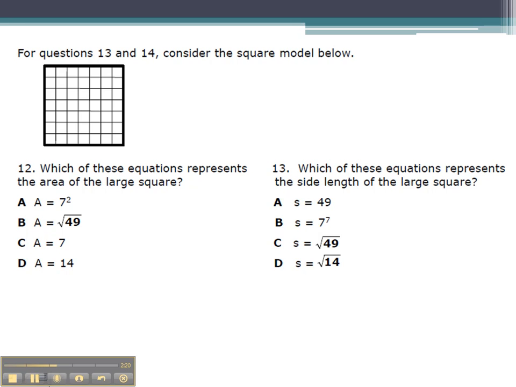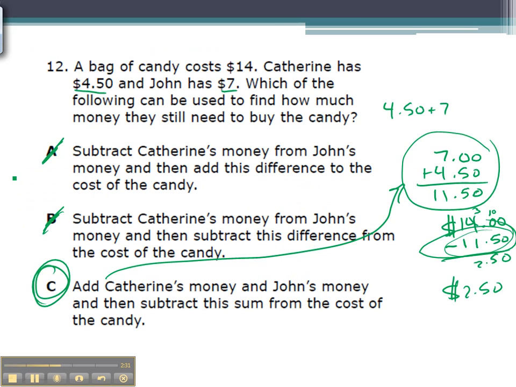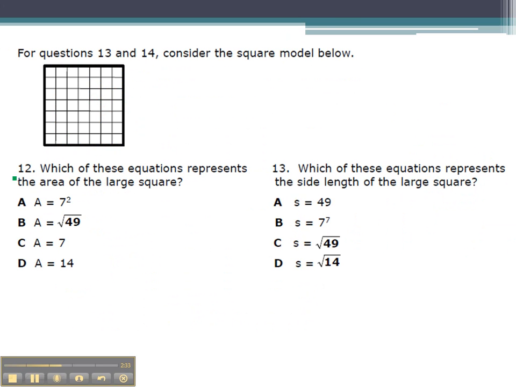Okay, 13 and 14 both refer to this. Oh wow. Looks like they're numbered wrong. This should be 13 and 14. Pretty sure that's like that on the review too, but that's okay.